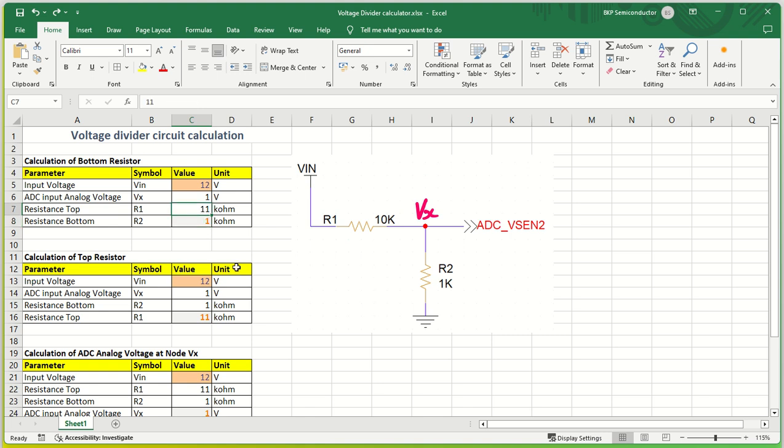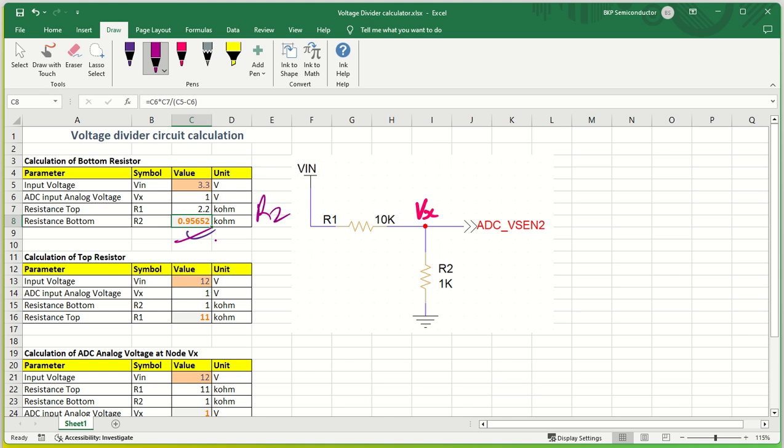Similarly, if I keep R1 equal to 10 kilo ohm, then R2 becomes 909 ohm or 0.909 kilo ohm. Similarly, if V input is 3.3 volt and I have to find Vx to be 1 volt, then R1 will be 10 kilo ohm and R2 will be 4.34 kilo ohm. If you want, you can vary it by yourself. Let us say I want it to be 2.2 kilo ohm; in that case, R1 and R2 have to be like this. Got it?